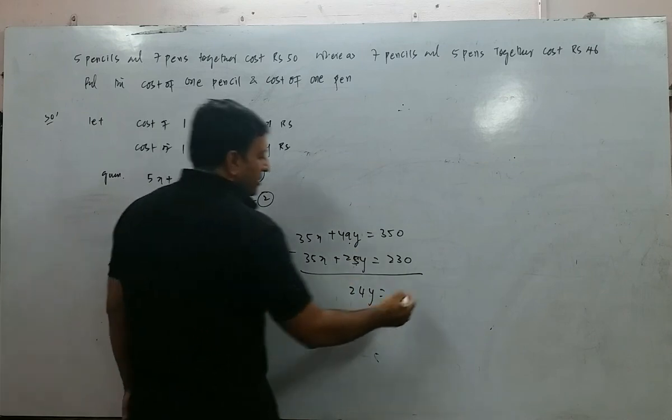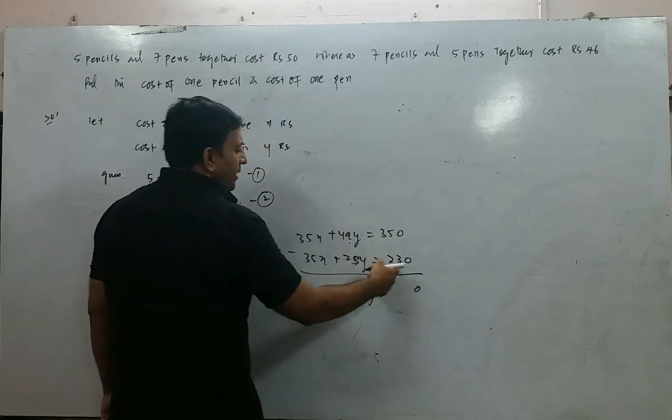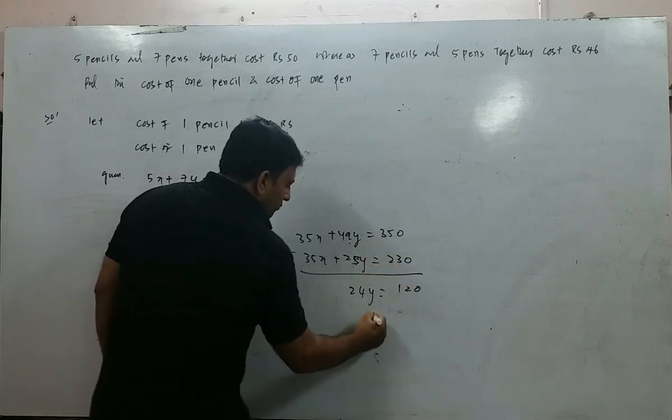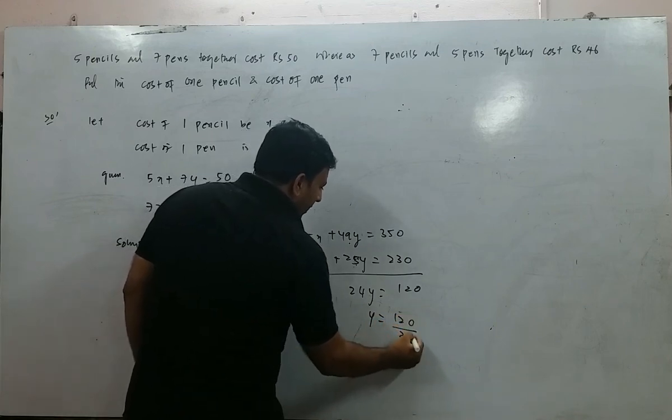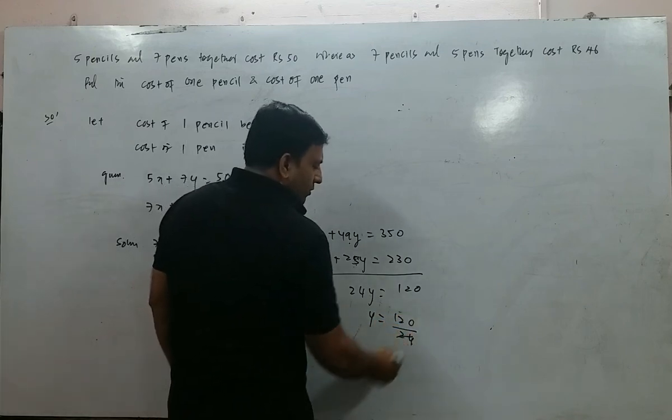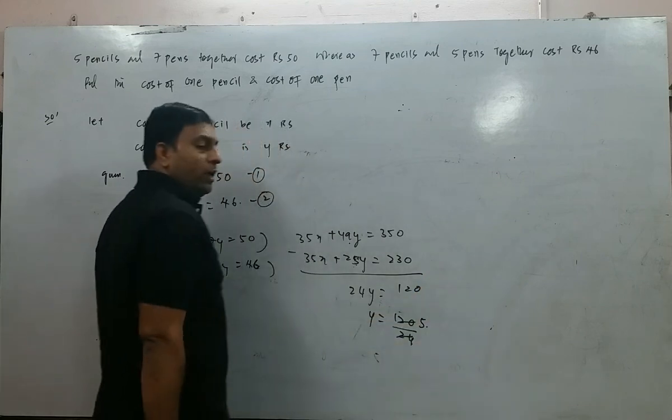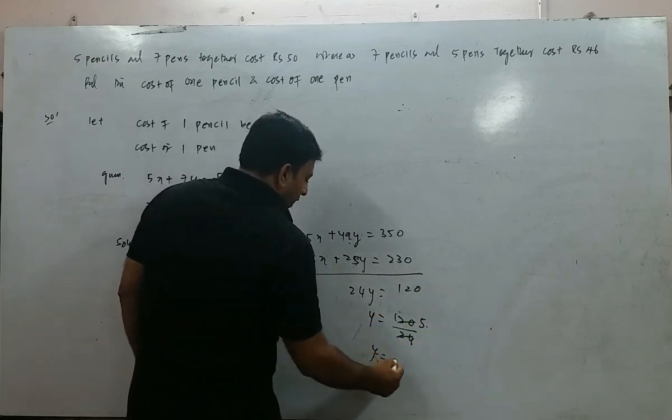Now I need to subtract. 0 minus 0 is 0. 5 minus 3 is 2. 3 minus 2 is 1. y is equal to 120 by 24. 24 ones are 24. 24 fives are 120. So what is y? y is equal to 5.